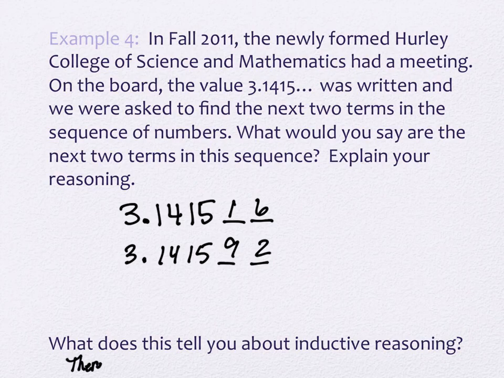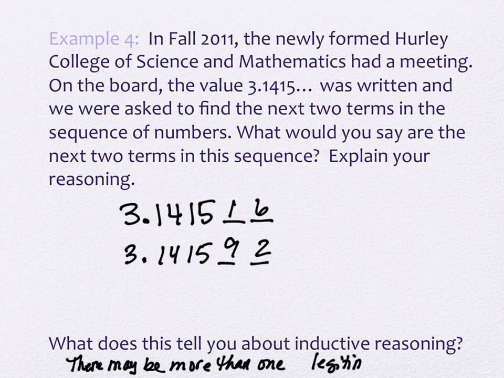So there may be more than one legitimate generalization. Both of these are legitimate generalizations of what we think is happening next. Yeah, crazy stuff.